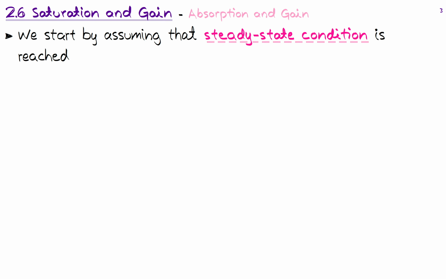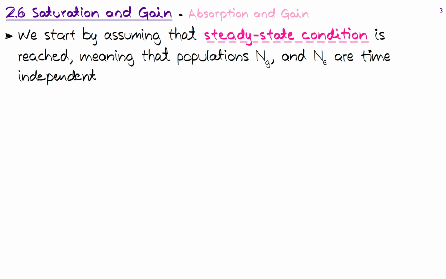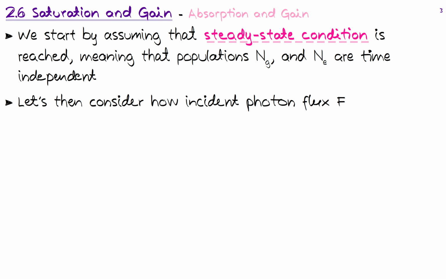So let's go by assuming that we have reached a steady state condition within our two-level system. So this basically just means that the population of the ground state, Ng, and also the population of the excited state, Ne, are now time-independent variables. So basically, we assume that we are under steady state so that these populations don't change anymore. That's the meaning of steady state condition. Let's now consider what happens.